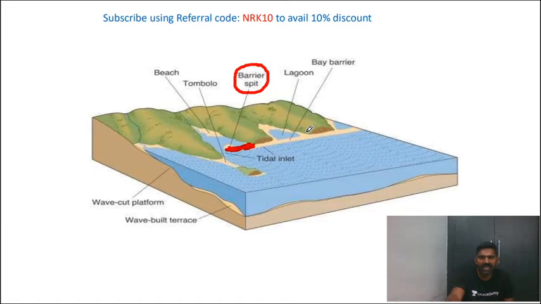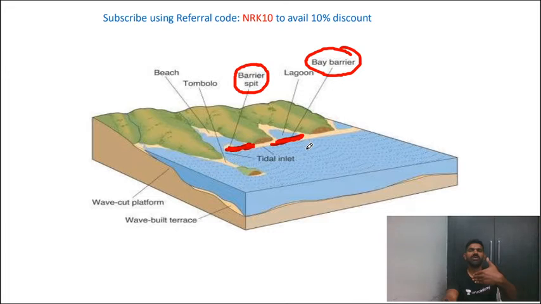For example, if this barrier spit comes and covers entirely, then this is called a bay barrier. Because what is inside is a bay. For that it is like a barrier, means it is stopping the ocean water there. But ocean water will sometimes come in, and inside there will be a lake created. That lake is called a lagoon.